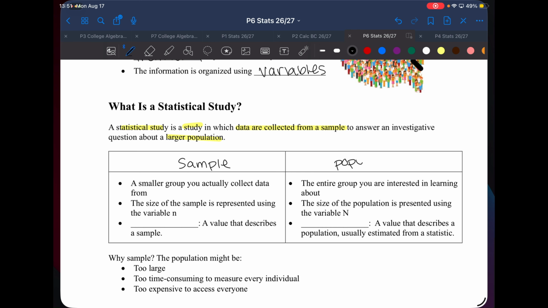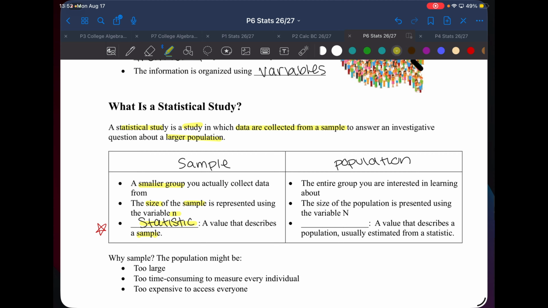So a sample versus a population. A sample is a smaller group that you collect data from. The size of a sample is represented by lowercase n. And a value that describes a sample is called a statistic. Notice statistic and sample both start with the letter S. So if I ask you a value that describes a sample, you will say statistic. This is a common question on the tests.